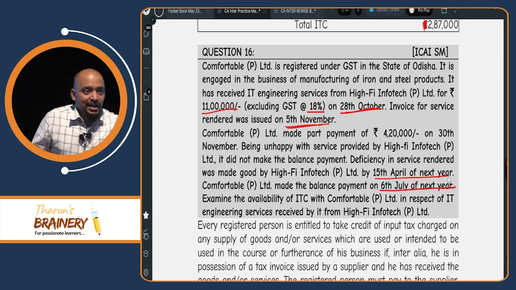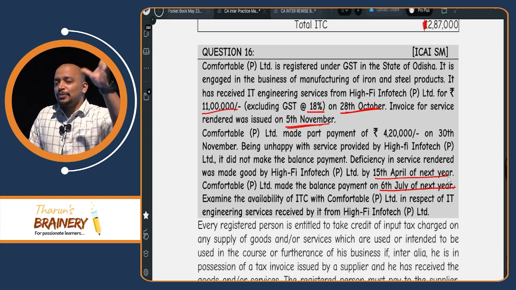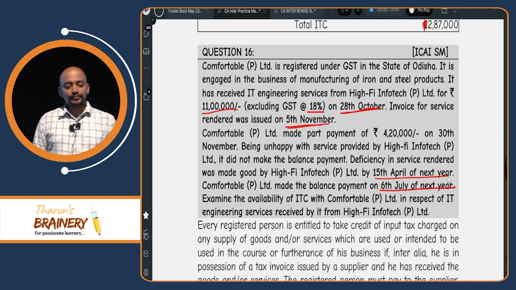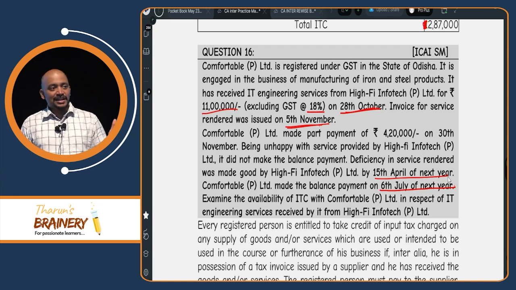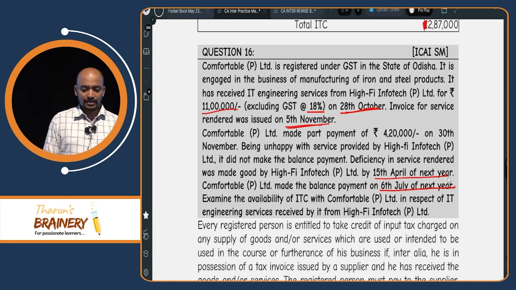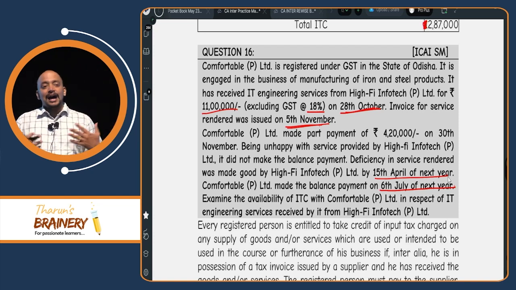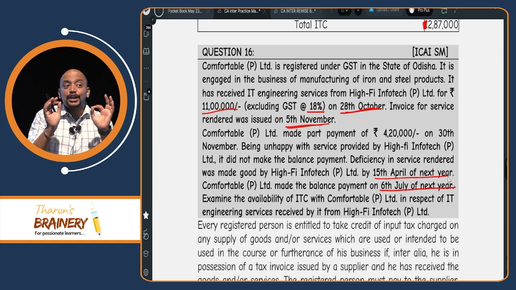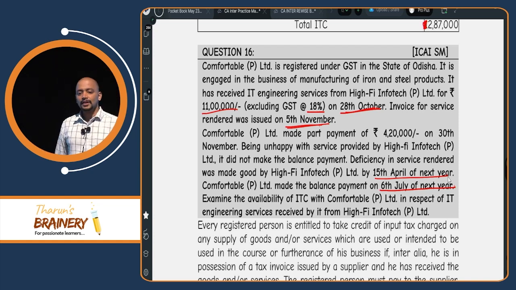Now, from this question, tell me how much ITC is to be reversed. Use your mind and tell me. You paid 4,20,000 within 180 days. Whatever is not paid, for that only you need to reverse. I need the ITC to be reversed. Don't tell some numbers which you like. 1 lakh.